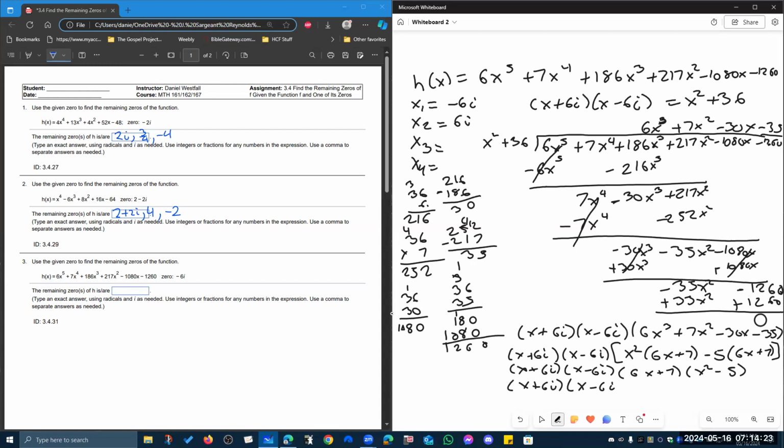That's actually 5 answers here. X3, X4, and X5. 6x plus 7, x plus the square root of 5, and x minus the square root of 5. So my remaining answers here are, when I set each factor equal to 0, negative 7 over 6, negative square root of 5, and positive square root of 5.